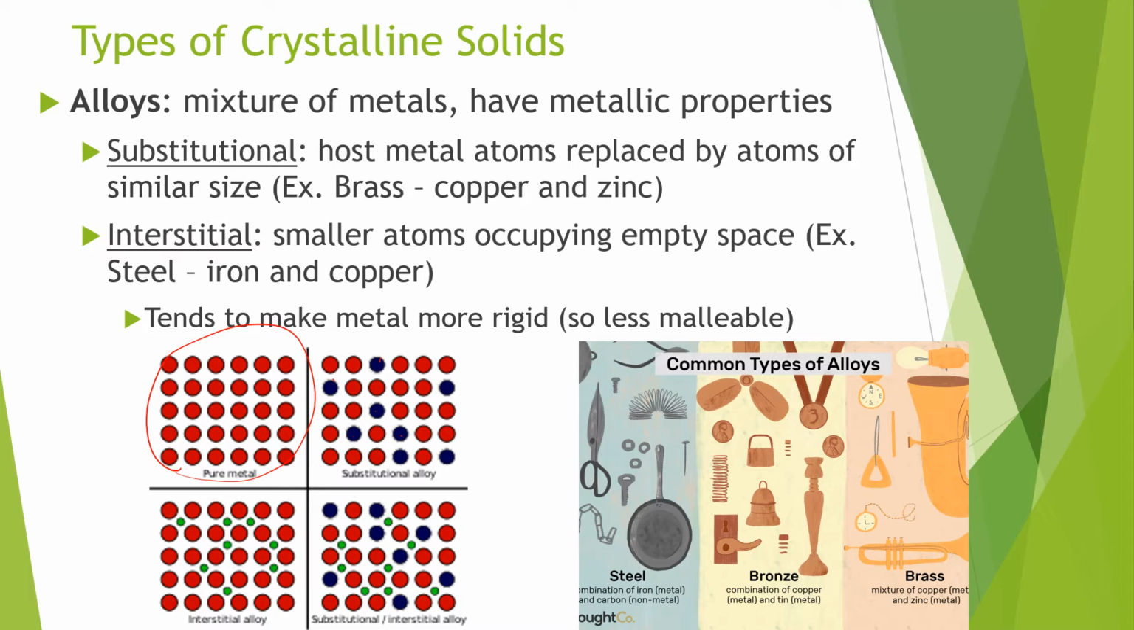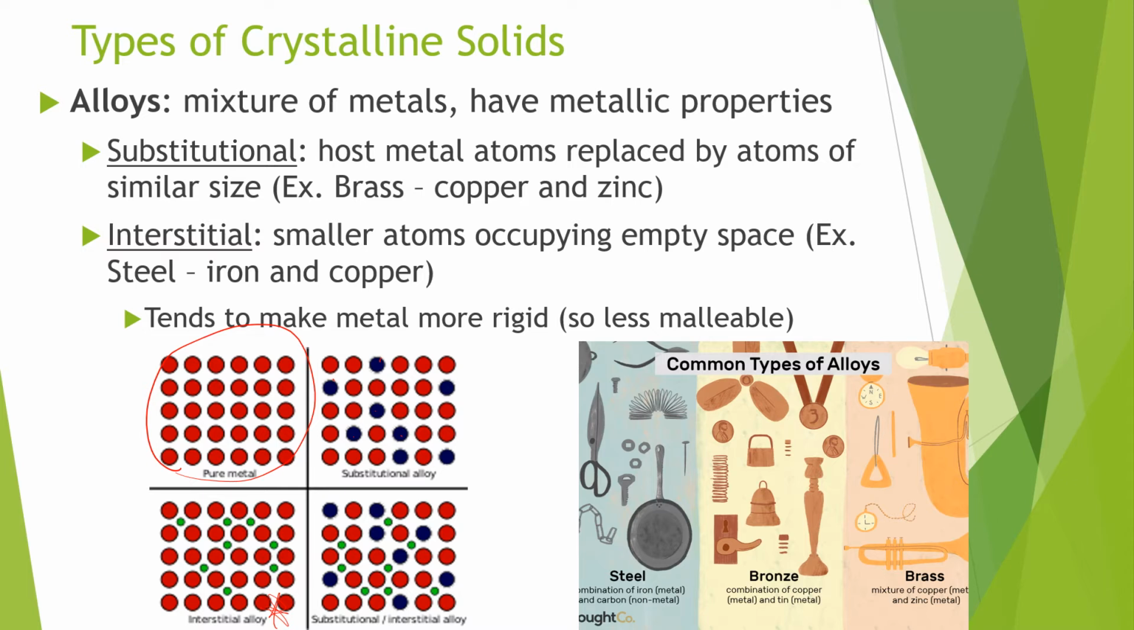Another type of alloy is interstitial. And so you can think of substitutional as literally swapping out, interstitial like putting them in between. So this is when smaller atoms are shoved in there to take up the empty space. So that's this example right here. An example of that is steel. Steel is a combination of iron and copper.